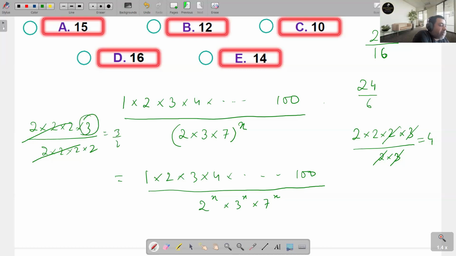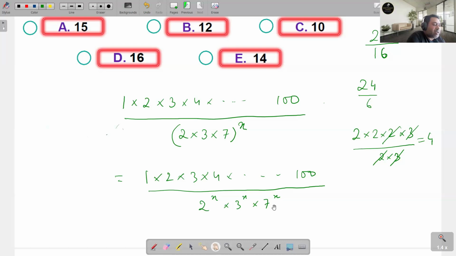Now this 3 is not a problem. The problem is this 2. Why? Because everything should get cancelled out in order for it to be divisible. Otherwise, you'll get a fraction which is co-prime with the numerator, and you cannot cancel that. So that's the concept here.